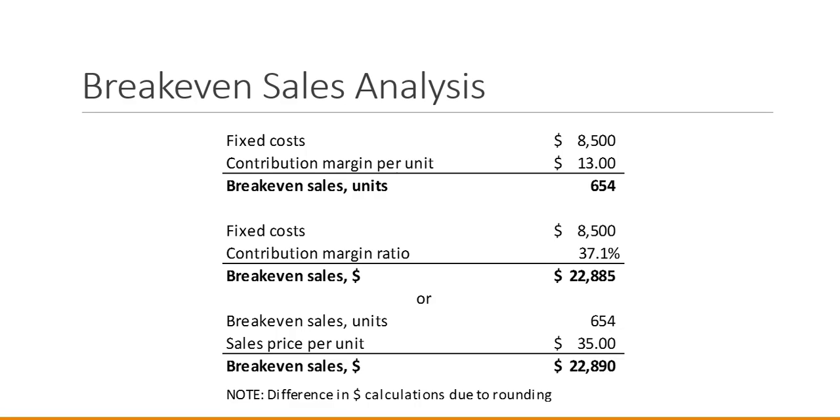We have calculated break-even sales in units in the top part of the slide. If we simply multiply that number by our sales price per unit, then we'll arrive at our break-even sales in dollars. Now, the two break-even sales dollars numbers are slightly different. This is due to rounding, but for our purposes, these can be considered the same correct answer.